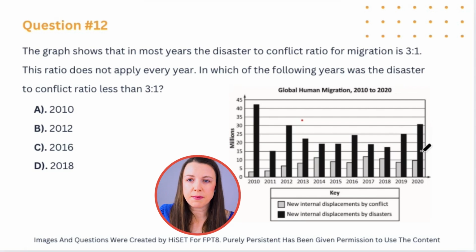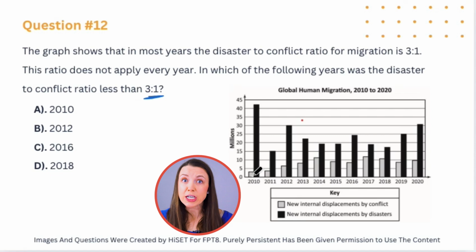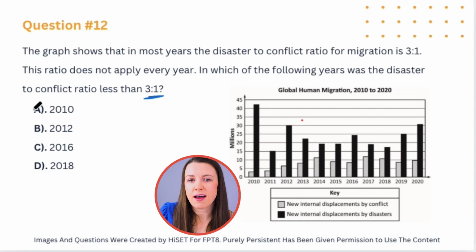Okay, so let's look at this. So here, 2020, you can see this dark one goes up and it's about 30. And then the one with conflicts is about 10. So we have that 3 to 1 ratio, just like it says right there. But let's look at which one is not a 3 to 1. So this one right here, 2010, looks like it's up around 42, and then all the way down here to less than 5, maybe 3. So that's not going to be less than 3 to 1. That's going to be actually much greater than 3 to 1. So A is not our answer.